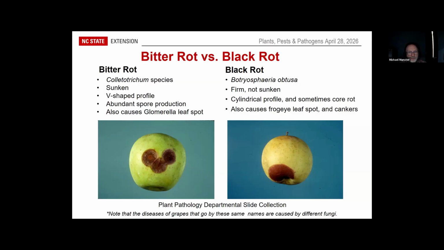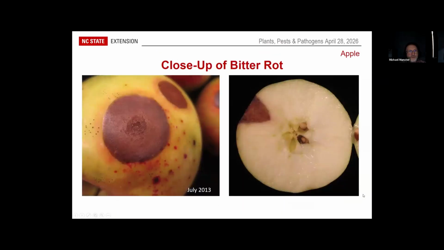Now, I do want to make sure and point out that bitter rot and black rot are also names of diseases of grape, but those are different fungi involved. They're not the same ones that cause the diseases of those names in apples. And I believe pears also.